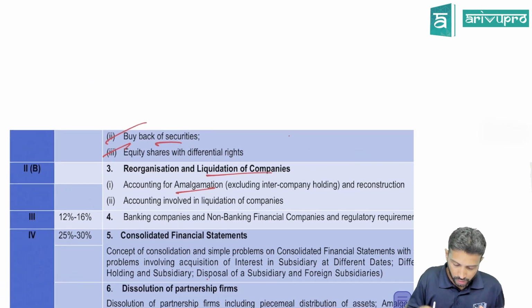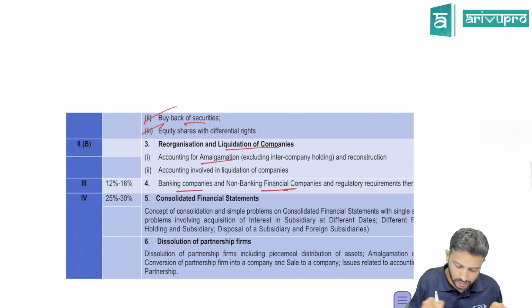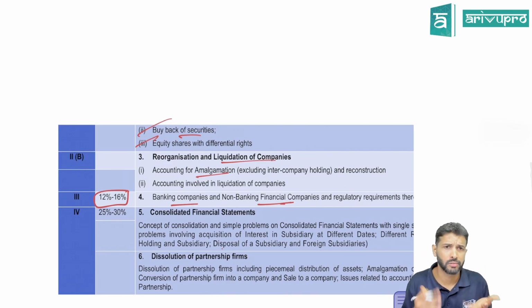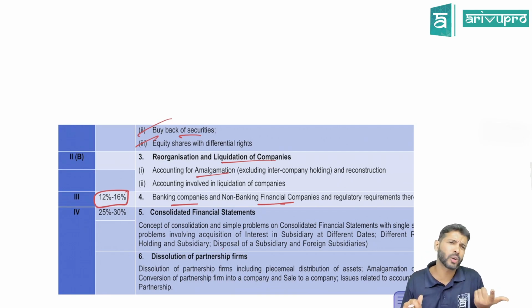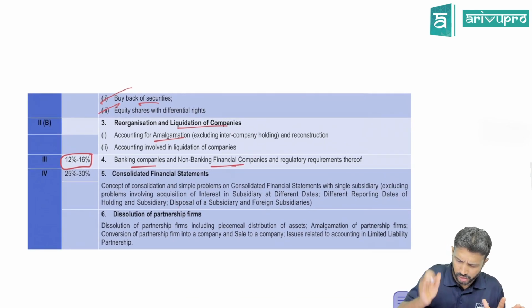Then your banking companies and NBFC, the topic that we did at the last, covers 12 to 16%. Golden, right? Almost 15 marks, literally. Somewhere around 10 to 15 marks from your bank and NBFC. You can prepare it quickly also. You just have to remember a few percentages and provisions and you're more or less set.